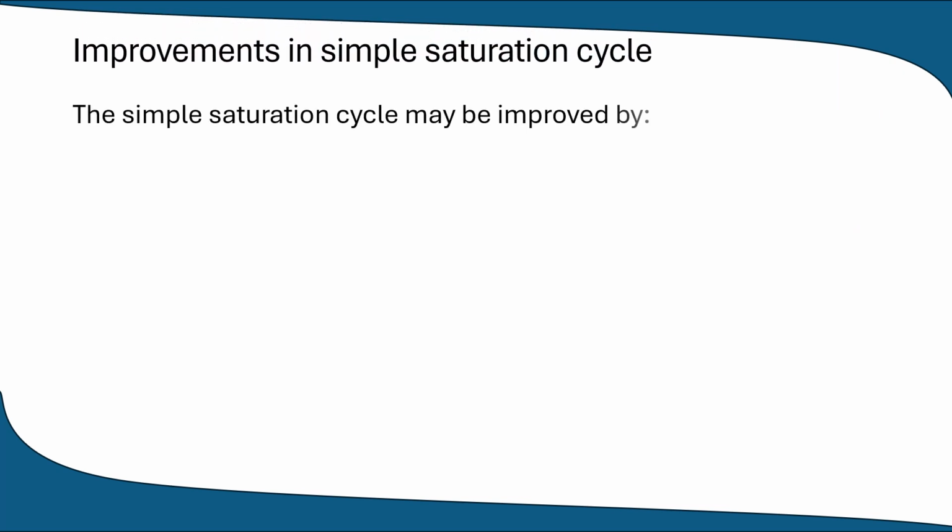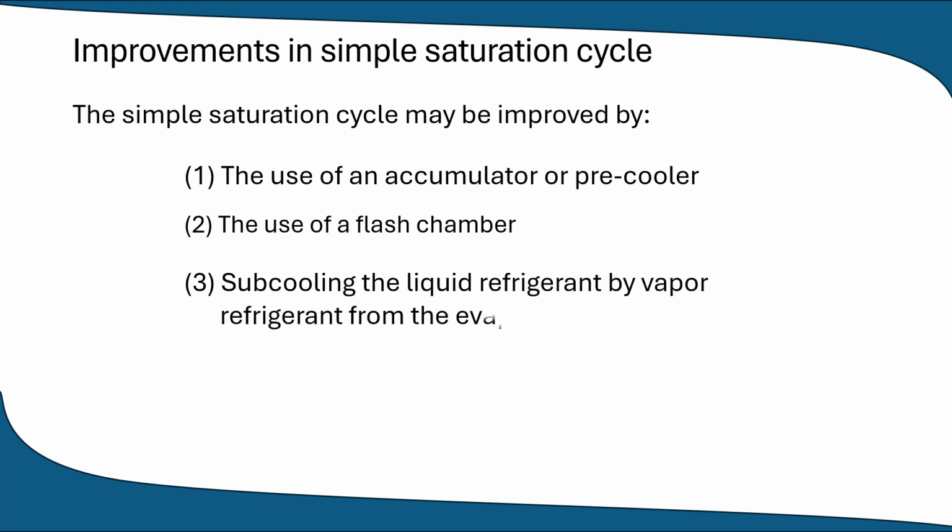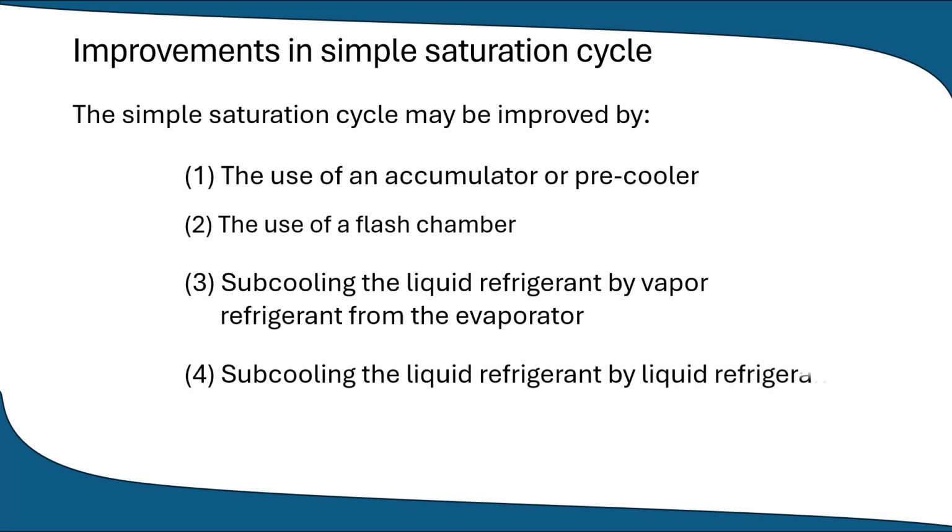In this video, we will examine the following: 1. The use of an accumulator or pre-cooler, 2. The use of a flash chamber, 3. Subcooling the liquid refrigerant by vapor refrigerant from the evaporator, and 4. Subcooling the liquid refrigerant by liquid refrigerant from the expansion valve.